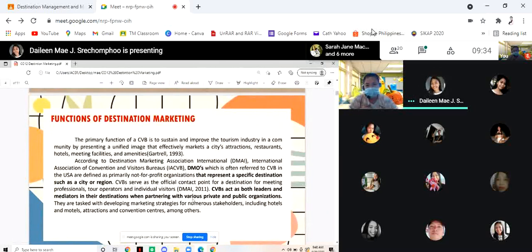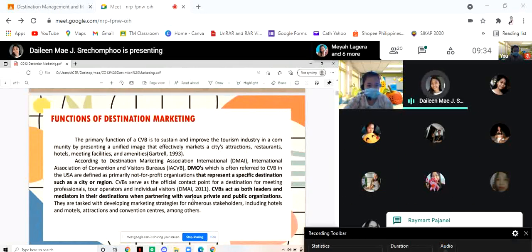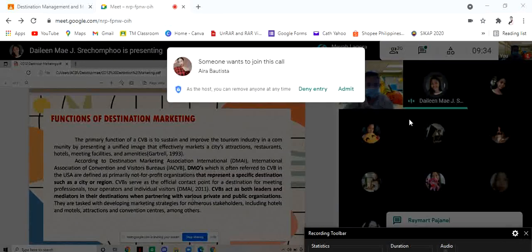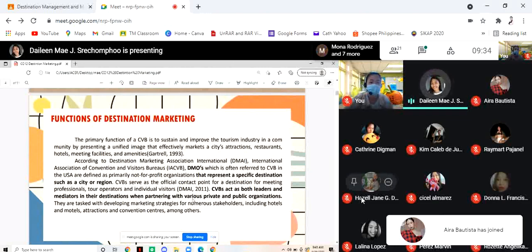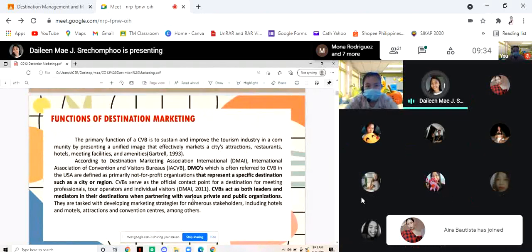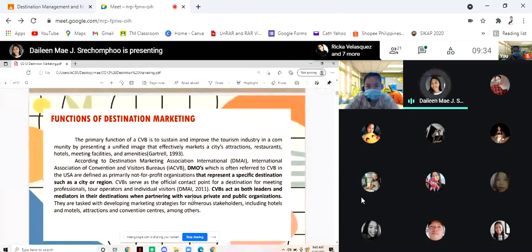So, yun. Sabi dito, yung pinakang function daw ng CVB ay i-sustain at i-improve or keep yung development ng isang tourism industry sa community or sa, kunyari, dun sa target market nila by sa paggamit ng pagpe-present ng isang unified na image, yung isang strong na kung paano mo titingnan yung destination market, sa market.